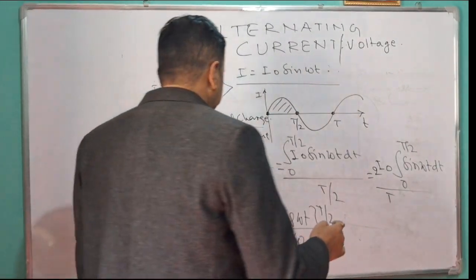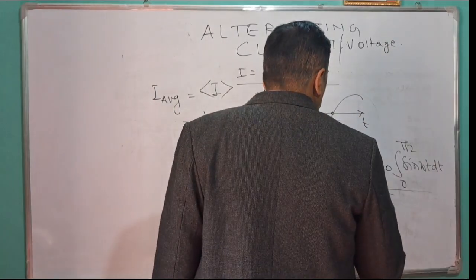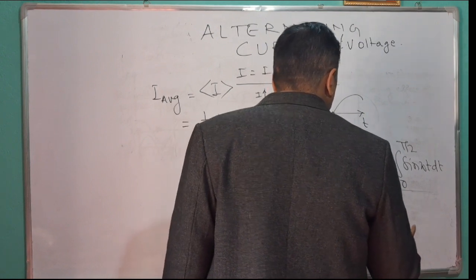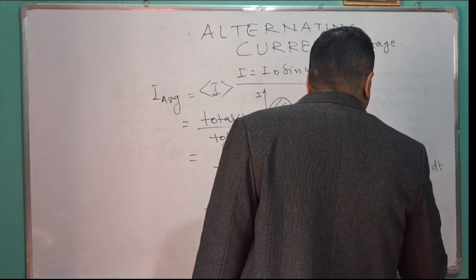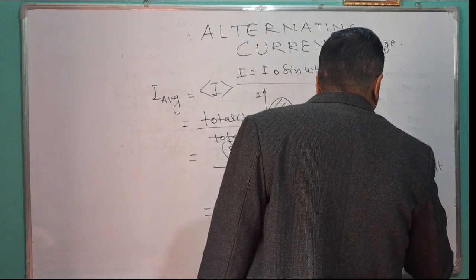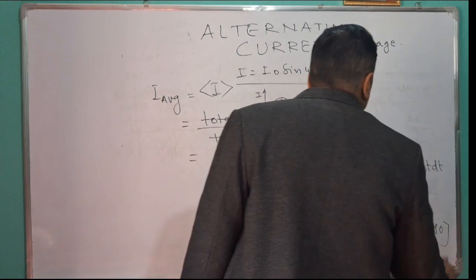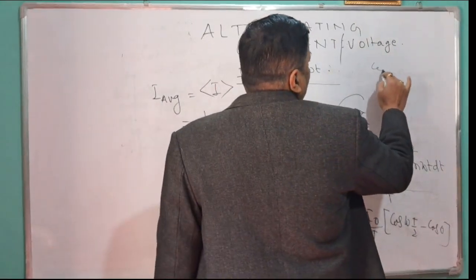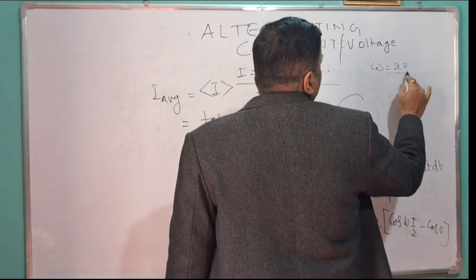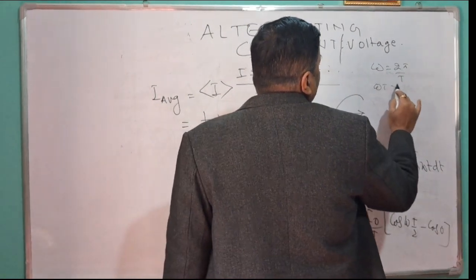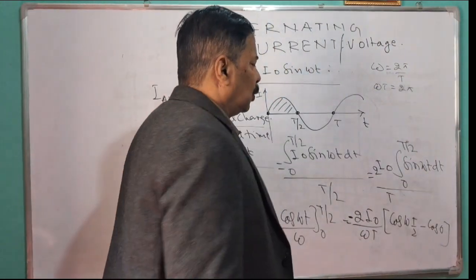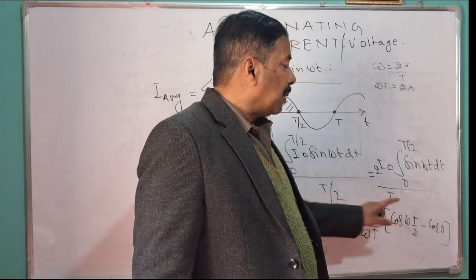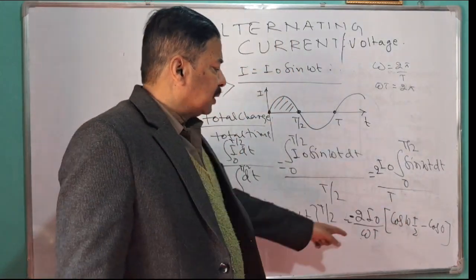So this is giving you 2 I naught by omega T, and taking minus cos omega t, cos of omega T by 2 minus cos 0. Now try to understand. Omega is your 2 pi by T. So omega T is your 2 pi. So omega T by 2 is pi. That means cos pi means minus 1.